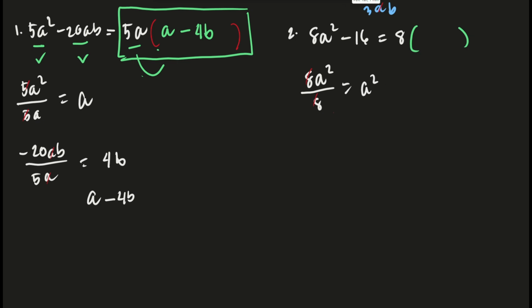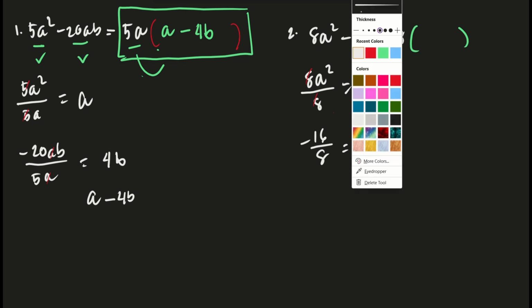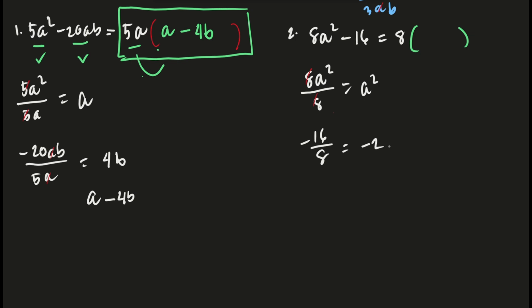Well, how about the second term? Our second term, we have negative 16 divided by 8. Apparently, that will give you negative 2. Okay? Therefore, our final answer would be 8 times a squared minus 2.